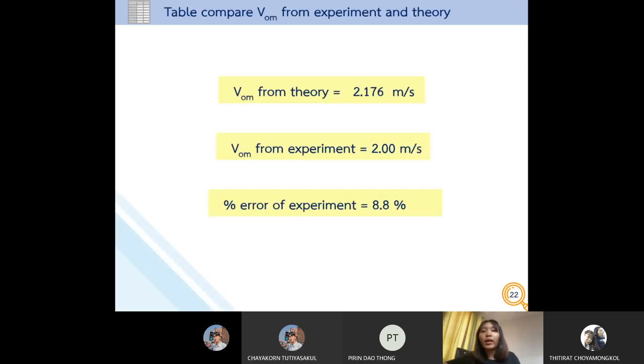From the table, we compare the minimum velocity from theory, equal to 0.16 meters per second, and the minimum velocity from experiment, equal to meters per second. So the percent error of the experiment is 8.8%.